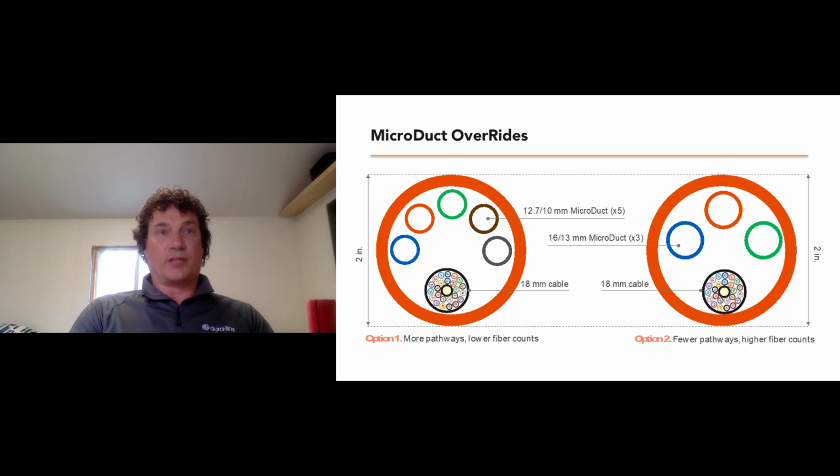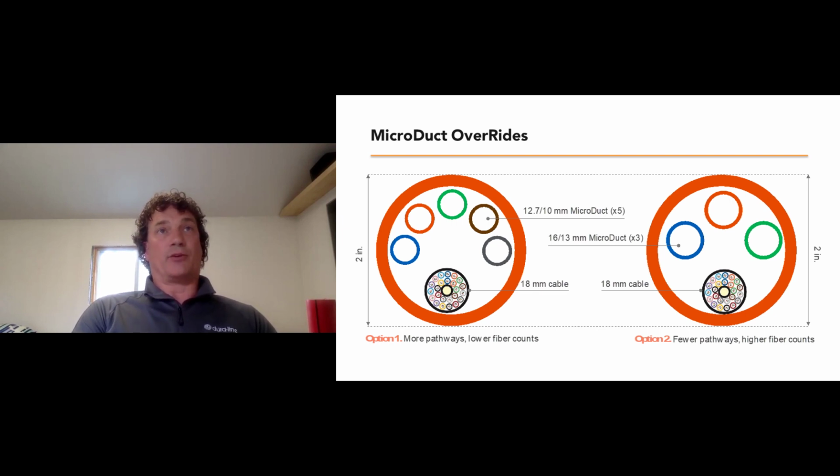Just as a visualization here, you've got a couple of different options. We could put more pathways at a smaller size for fewer fiber counts, but more diverse to handle multiple different customers. Or you could put larger microducts in order to have higher fiber counts. It's all within the same duct size, and I keep using the same 2-inch, but that could be an inch size up to 3 or 4 inch sizes.